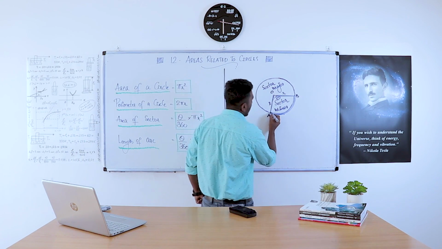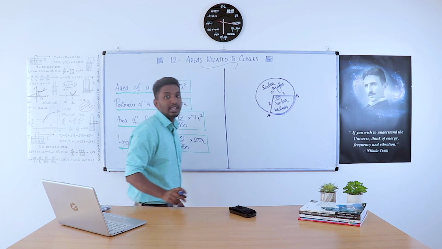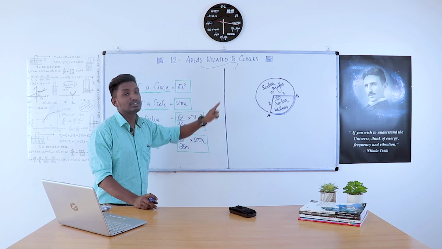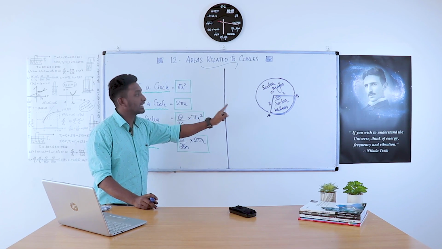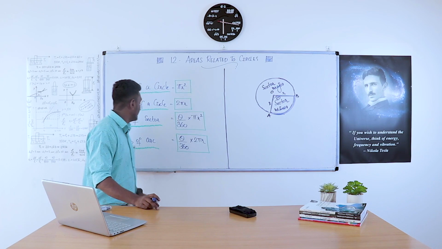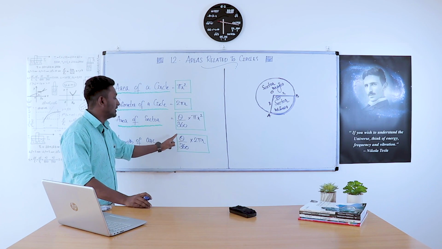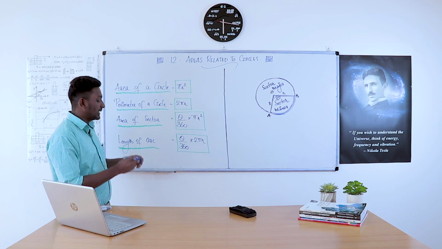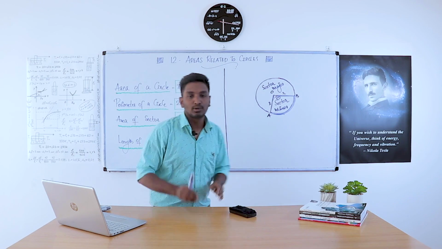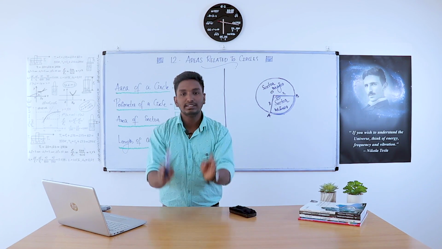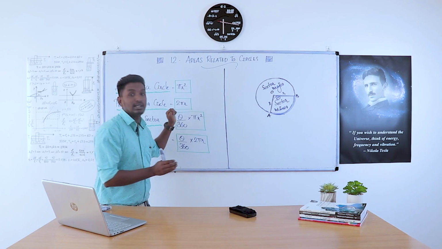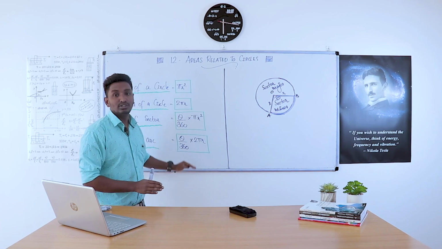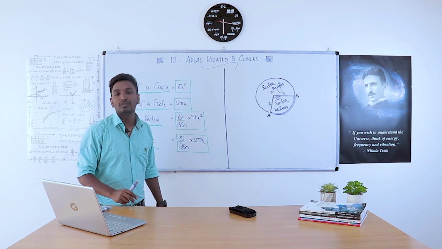And now we have an arc AB. The length of the arc AB in a sector of central angle theta is theta by 360 into 2 pi r. These are the two equations you need to study in this chapter. The area of a circle and the perimeter of a circle you studied already in the previous class. Now we need to study two more equations, area of a sector and length of an arc.